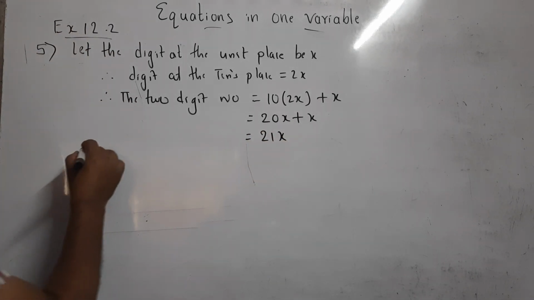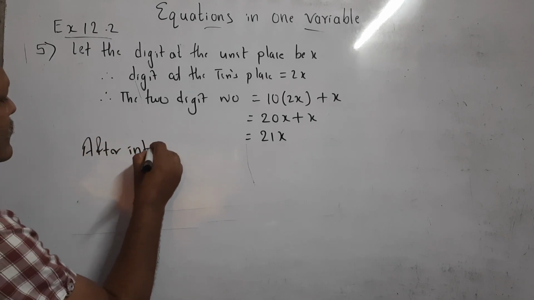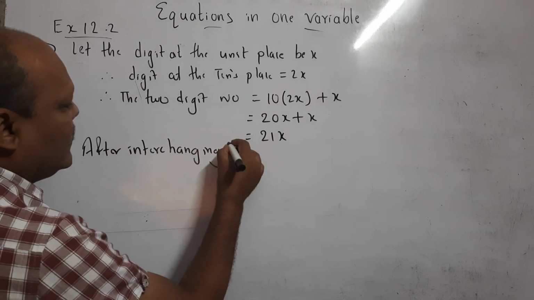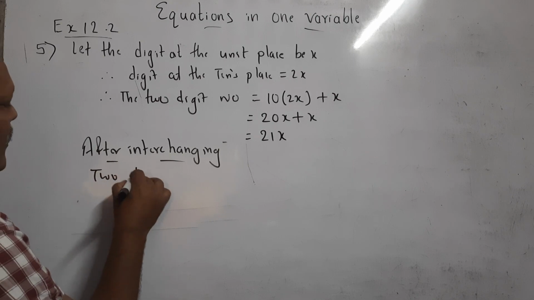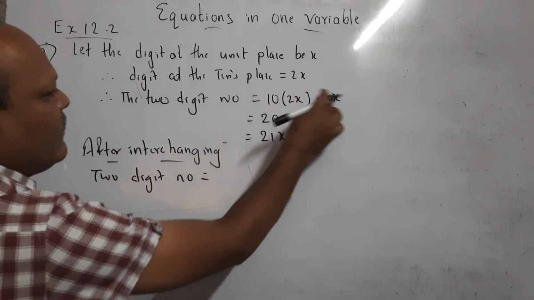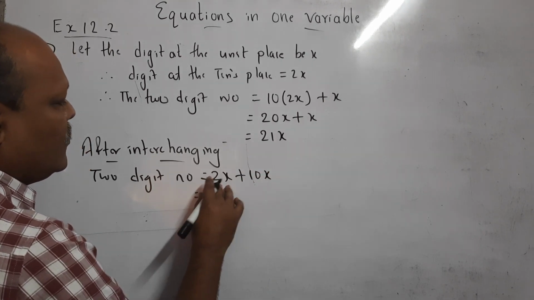That means after interchanging, what will you get? The 2-digit number is equal to, this 10 will come over here, that is 2x plus 10x. 2 plus 10 is how much?